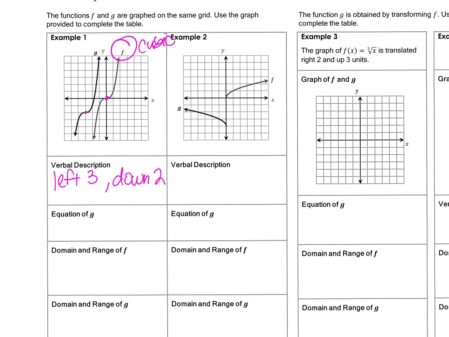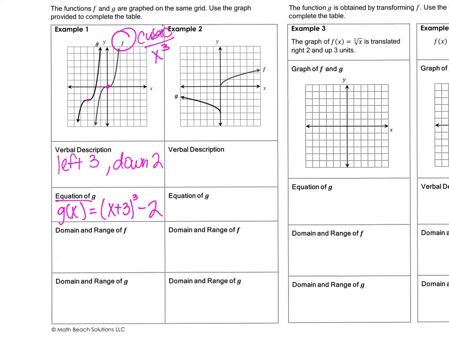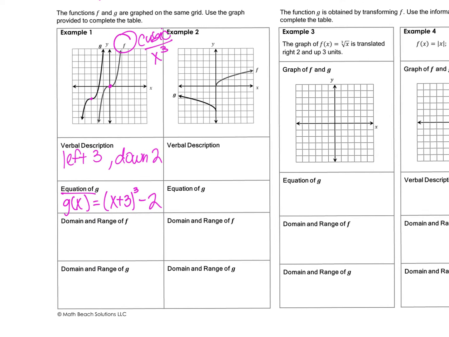You're going to write your equation of g. So we know it's cubic. You have to know that. So I'm going to have g of x equals, cubic parent function is x cubed. So I'm going to be going left 3. So in parentheses, I need x plus 3. Remember, it's the opposite. Then I need the cubed on the outside, and then the down 2 would be minus 2.